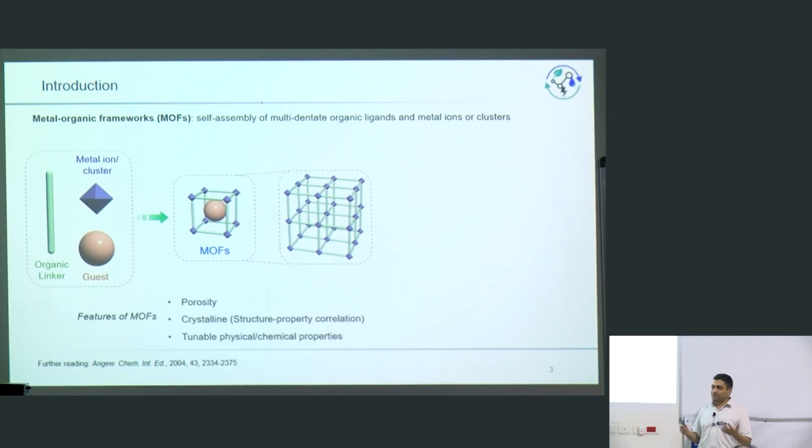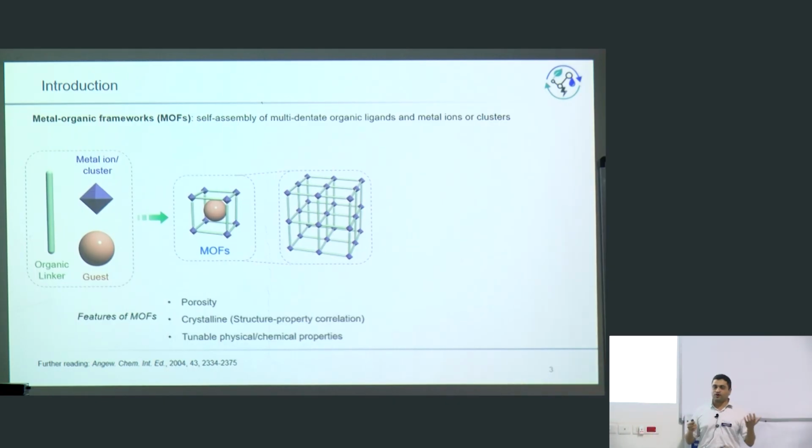And why crystallinity is important, I'm sure over the next 5 days, all of you will be experts in this or already know something about it. Once you have crystallinity, you can actually apply structure property correlations in any application. So having a crystalline structure is a big, big benefit for these materials. And of course, because we are using an organic part and a metal ion, we actually can tune the chemical and the physical properties of both the building units and the eventual structure that forms.